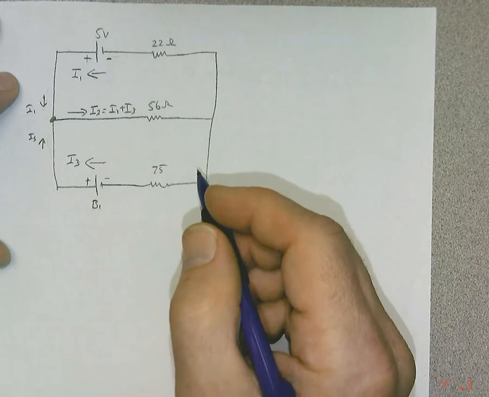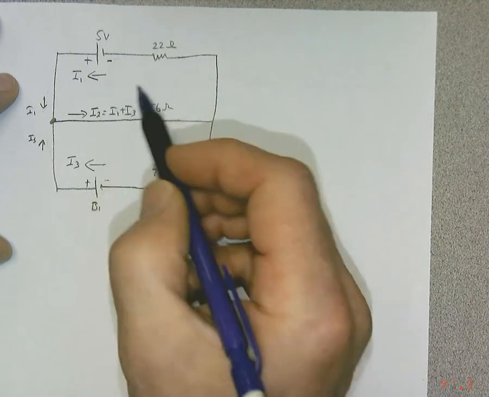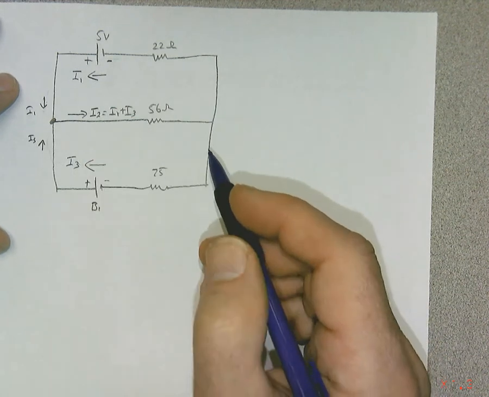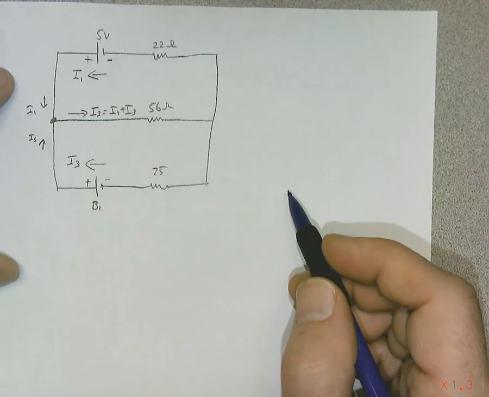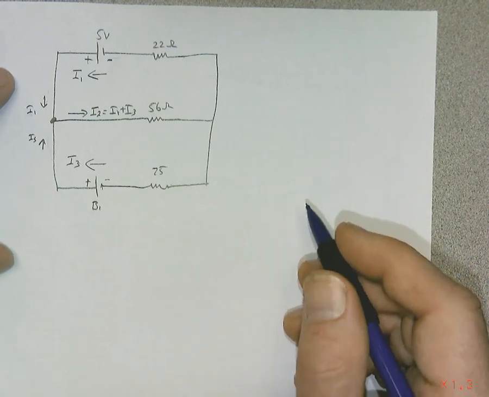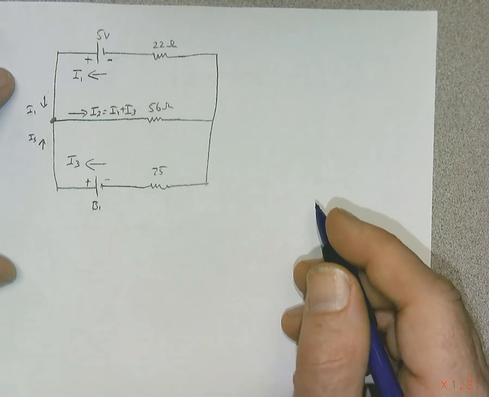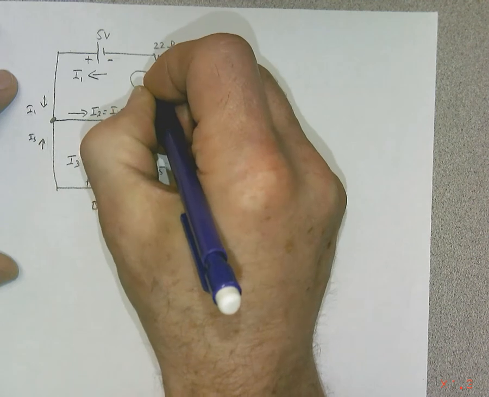So now, we have some other choices. We've got 3 loops. We've got the top loop, the bottom loop, and the whole external loop. And we can choose which 2 of those we use to get 2 equations to solve for the unknowns. And we can choose what direction we analyze it in as well. So what I'm going to do is the following. I kind of have a bias toward clockwise. So I'm going to go clockwise around here.